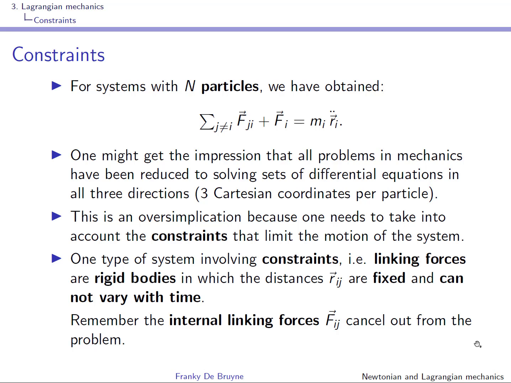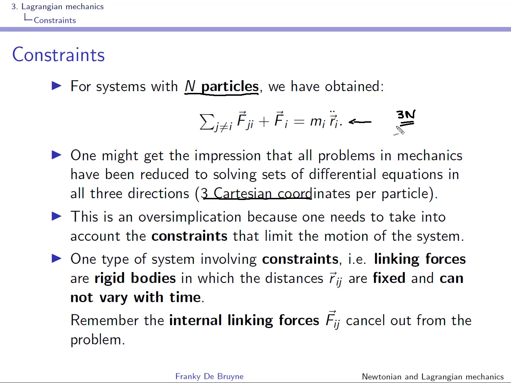Okay, so we've talked about constraints before. But suppose that we have n particles, right? And that we write the second law of Newton for each of these particles. You know that this is a vector equation, so you have to write it for each of the 3 Cartesian coordinates, right? So you would end up with 3n differential equations. But that's of course an oversimplification, because you have to take into account the constraints that limit the motion of the system, right?